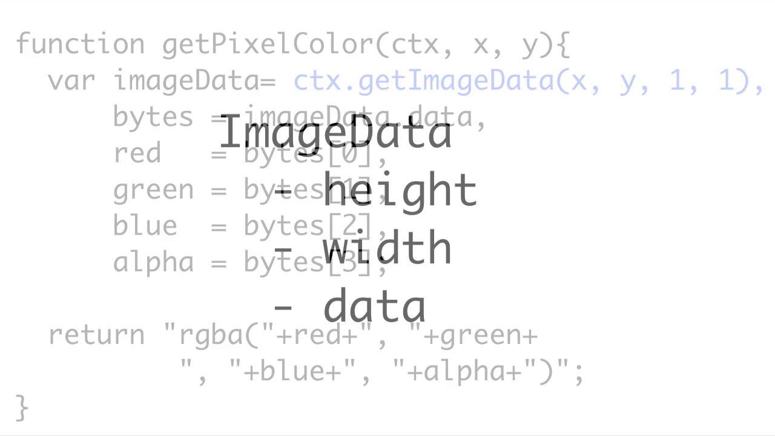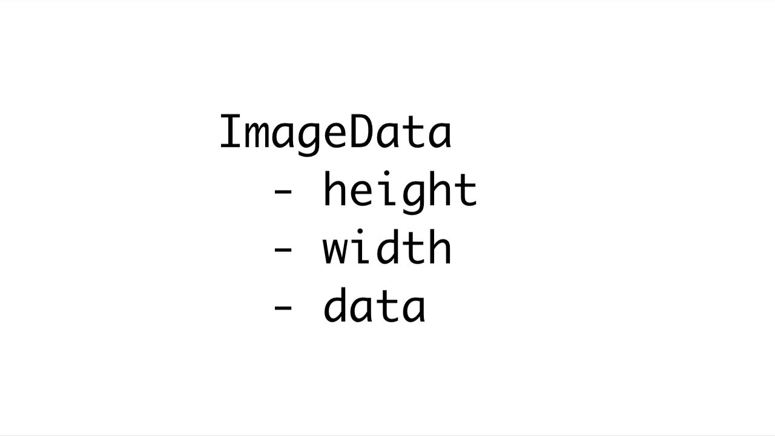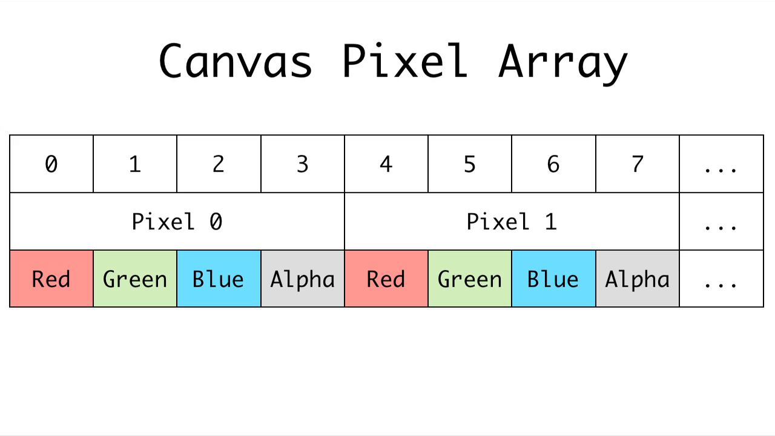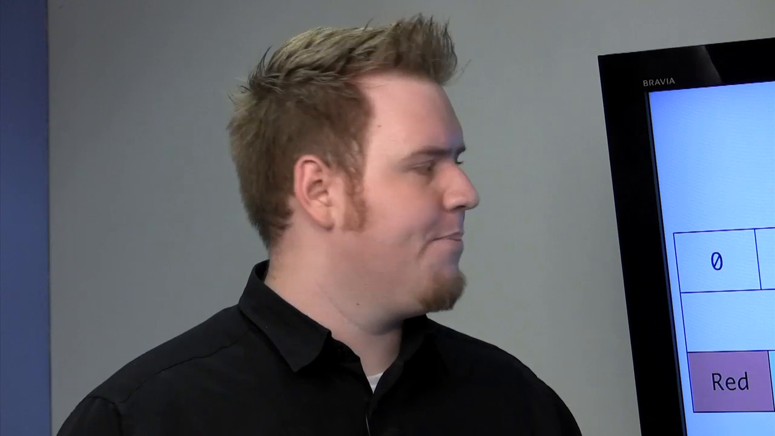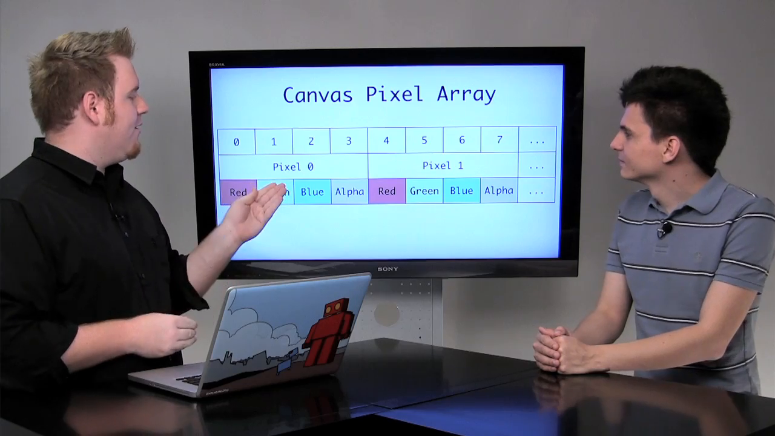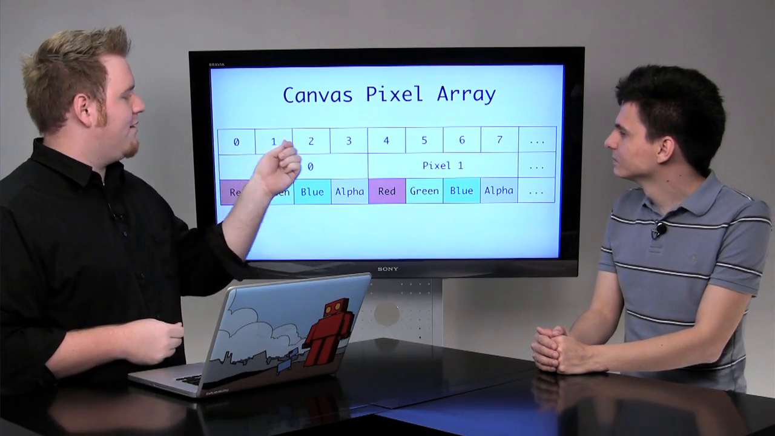Now the image data looks a little something like this. It has a height and a width value and then a data value. And the data value is a canvas pixel array. Now this is just a normal array of numbers 0 through 255, and each pixel on the canvas in our data array will be assigned to four values in that array. So for instance, pixel 0 is index 0, 1, 2, and 3 of our canvas pixel array.